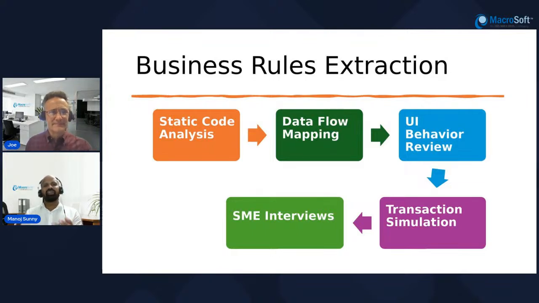Data flow mapping is the next step. Here we trace how data moves through the system, from the moment it comes in to where it gets validated and finally stored. We keep an eye on things like global variables, temp files, and flags that often drive hidden logic across the modules.